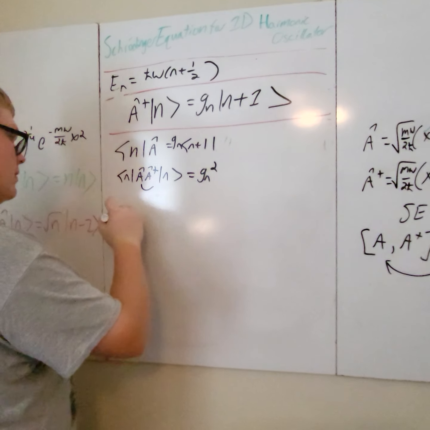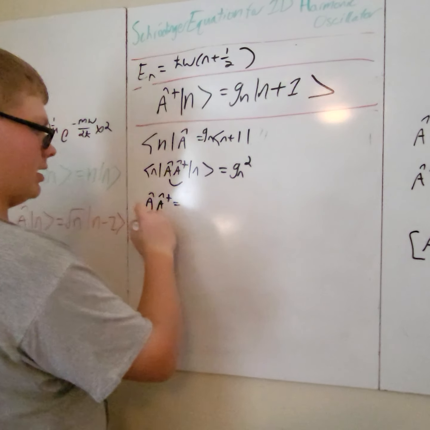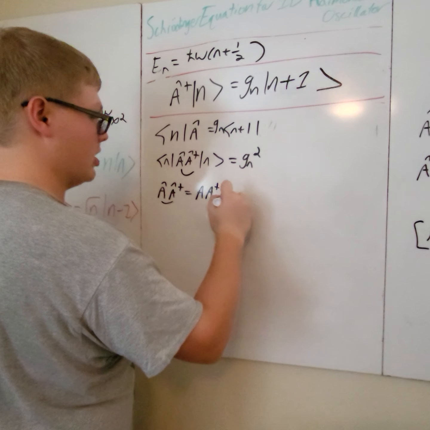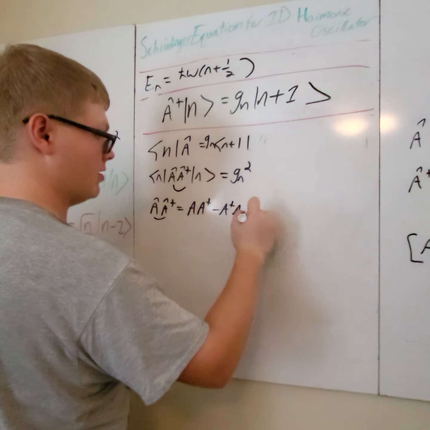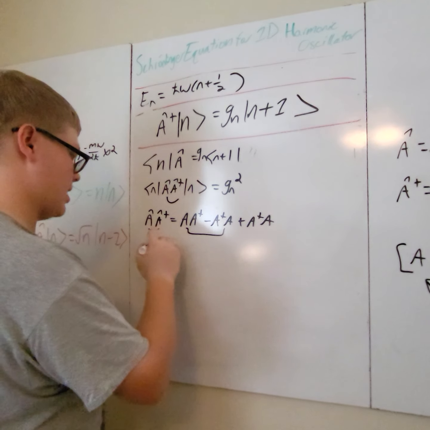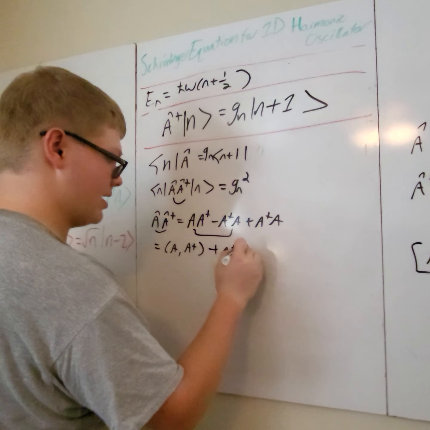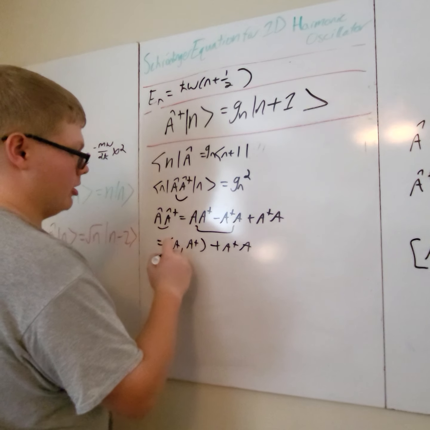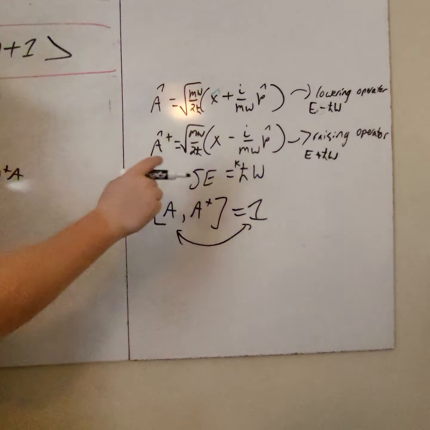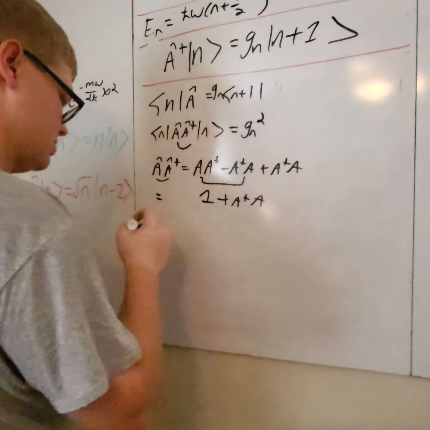Now this is a little different. We're going to do a trick. We're going to say that A times A star is equal to A A star minus A star A plus A star A. It's a little trick here. Those cancel out and you just get the commutator of A with A star plus A star A. We already know from that equation right there that the commutator of A with A star is equal to 1.